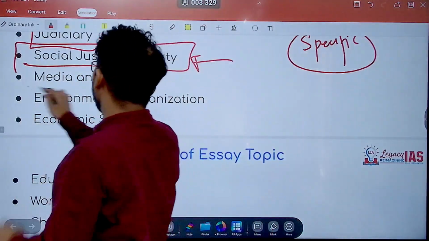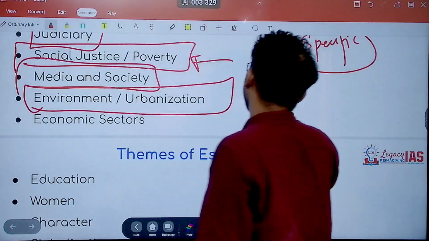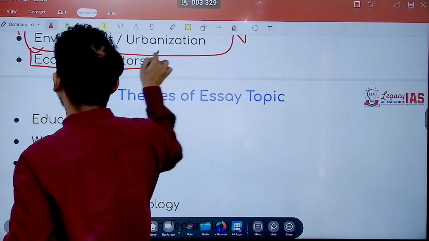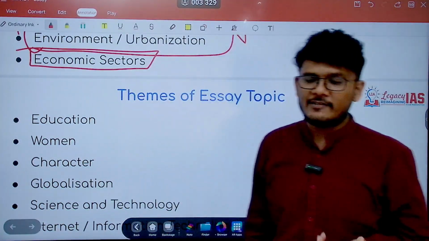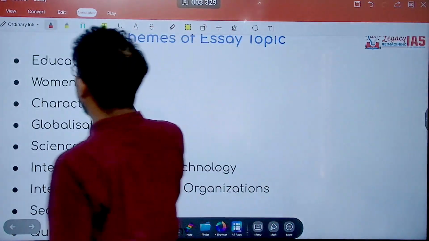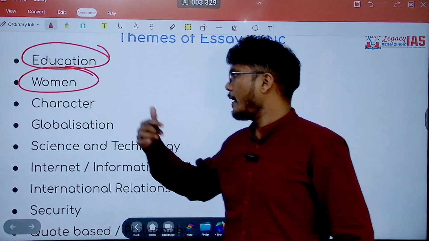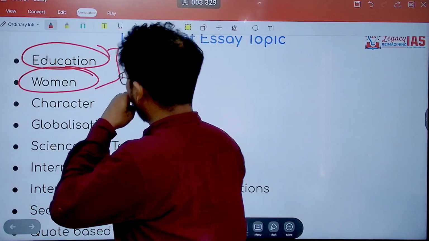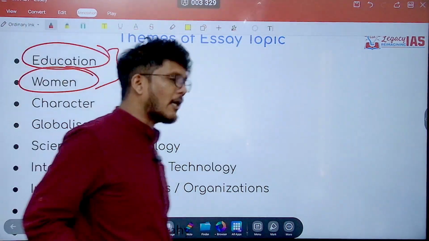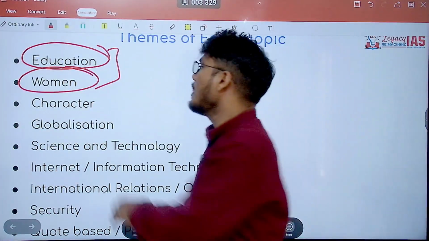Then you have media and society, and another important or easy theme, that is environment and urbanization. Then you have economic sectors, that is the different sectors, the primary sector, secondary sector, and so on and so forth. And then again, a few easy topics are coming, related to education and to women. So education, women, again sort of easy topics. Easy because we read them a lot, we hear them a lot, we know them a lot. These are society-related questions that we have been experiencing since childhood.